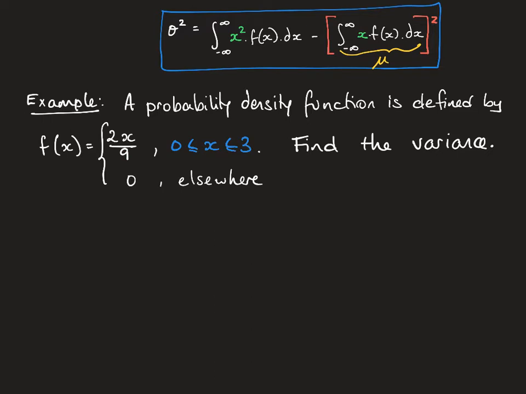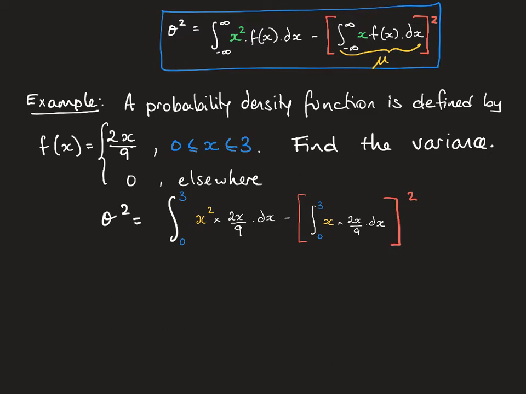Let's go ahead and fill in our formula. We are integrating, first of all, x squared times the function, with limits from 0 to 3. And then we take away, and be really careful with this, square brackets around the whole of the integral for the mean, and square on the outside. This is where people make mistakes, getting this bit wrong.